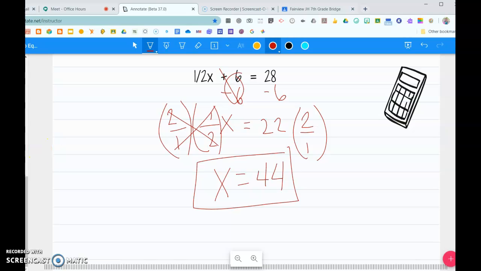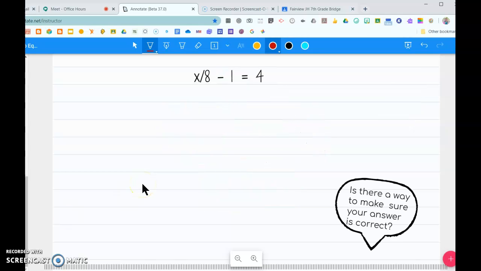Our last example for today is x divided by 8 minus 1 equals 4. So we're still going to start with this constant and use the inverse operation. So what I do to one side, I have to do to the other. This side creates a 0 pair, so it is gone. Then we have x divided by 8 equals 5.